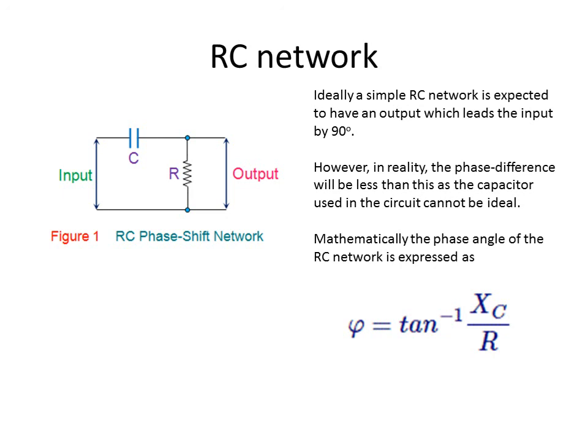So this is another thing about the RC network. It explains how you can find the phase difference provided you know the capacitive reactance and R. The phase difference in an RC network is given by tan inverse of Xc by R, where Xc is the capacitive reactance. So that's all.